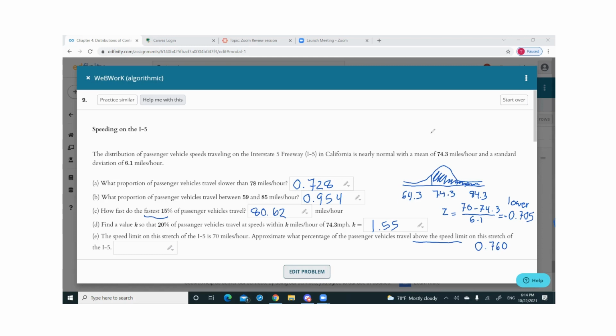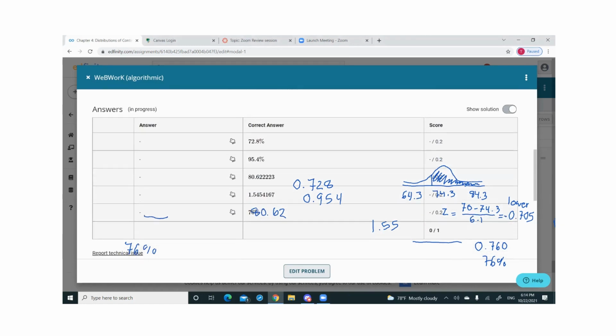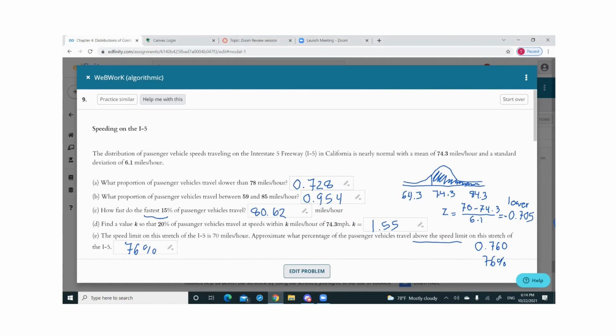Since we're looking for a percent, this will be 76%. So it's going to be that, so 1 minus that. Do you guys have any questions on any of those? The last one. Okay. Is there a certain part you need help with?